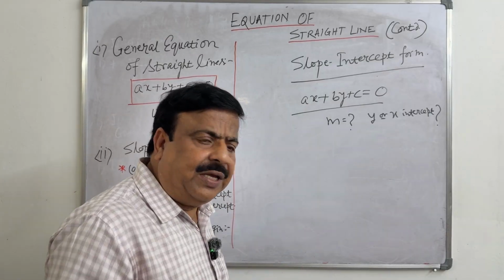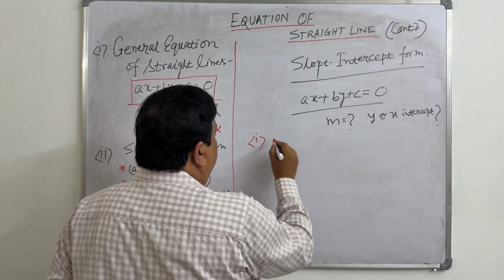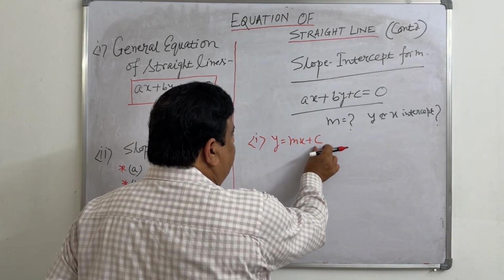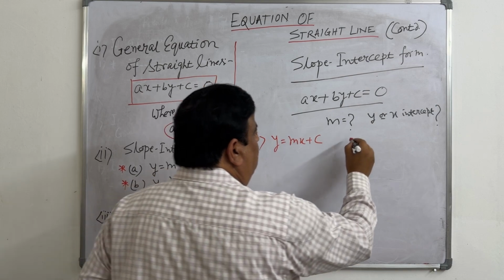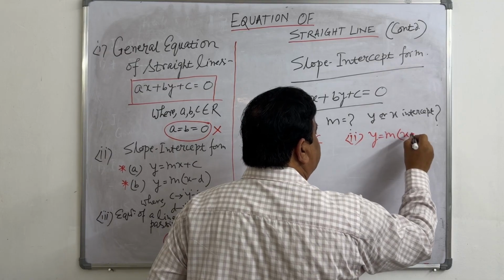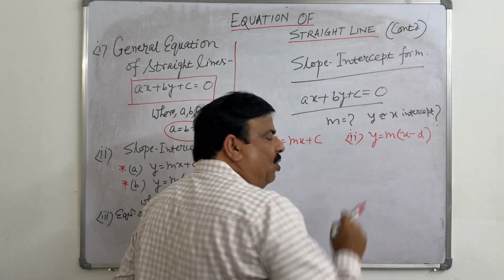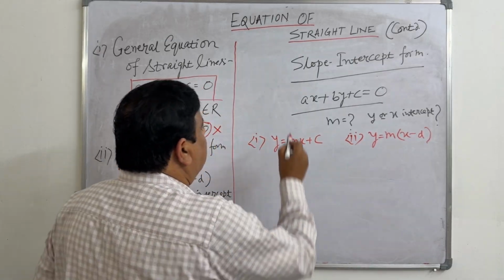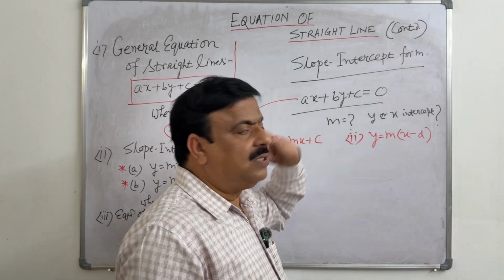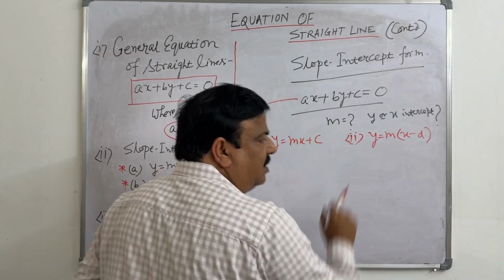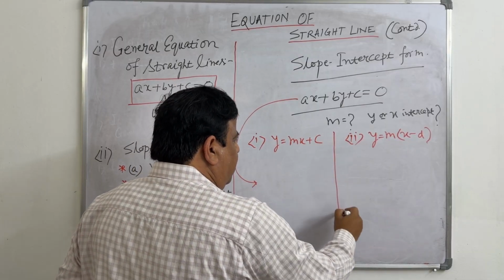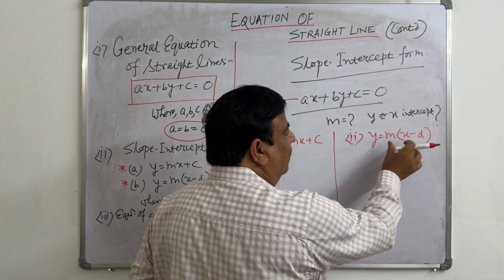So you know two forms. What was case 1? y is equal to mx plus c, in which the y-intercept is c and the slope is m. In case 2, you must have learned y is equal to m into (x minus d), where m is the slope of the line and small d is the x-intercept. Okay, so the equation given is this. I have to find the slope and intercepts of this straight line. If you want to find the y-intercept, then you have to use this equation. And for finding the x-intercept, you have to use this equation.